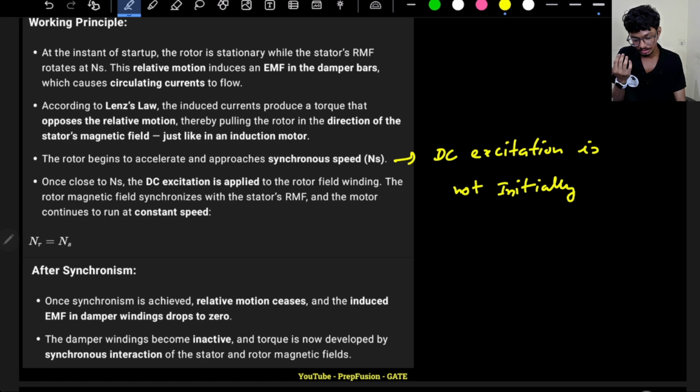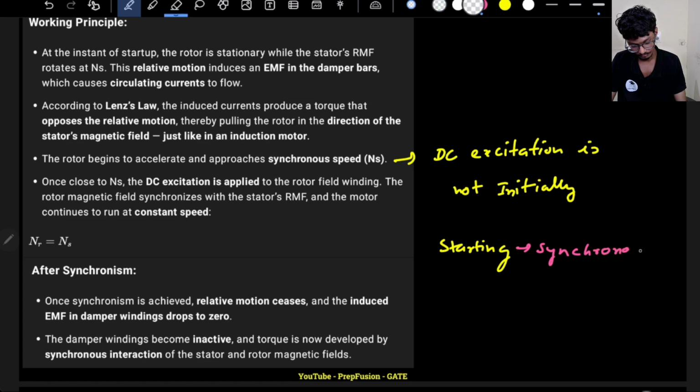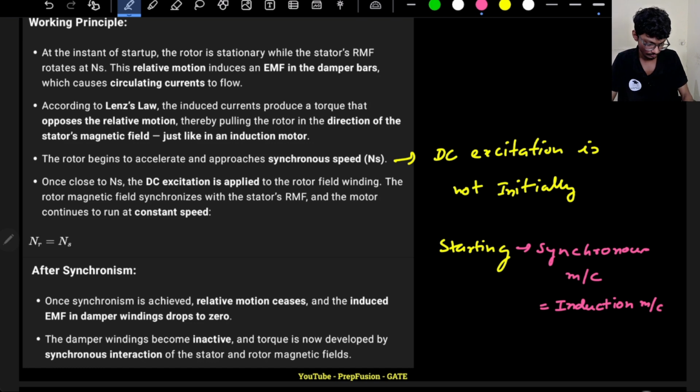So what we do is, at starting, the starting behavior of synchronous machine and induction machine will be same, because if I don't provide any dc excitation, it is just an induction machine, right? So starting behavior of synchronous machine and induction machine is same. Okay, that is the starting behavior of synchronous and induction machine.